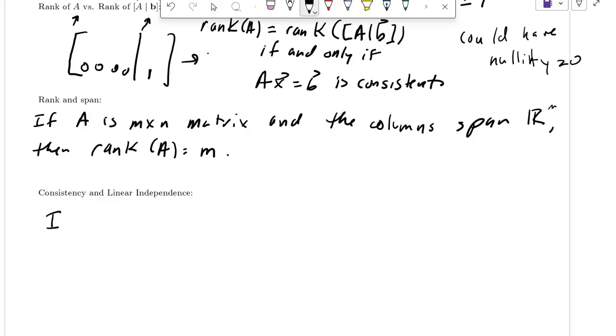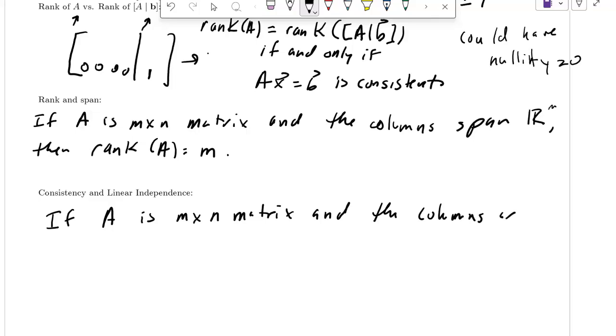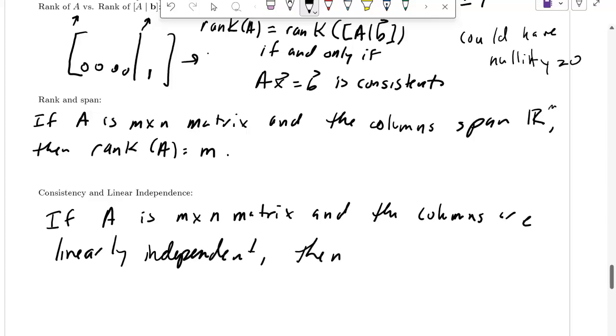So if A is an M by N matrix and the columns are linearly independent, then what must be true about the rank? That would be the N, right? Because you have to have a pivot in every column again.